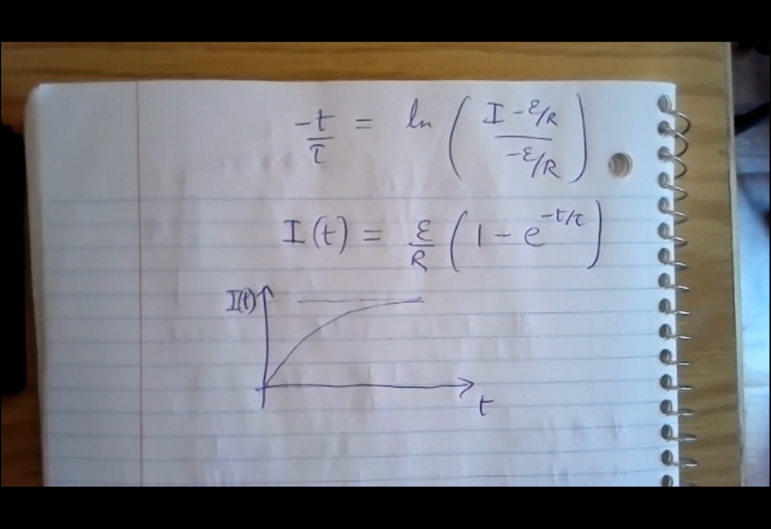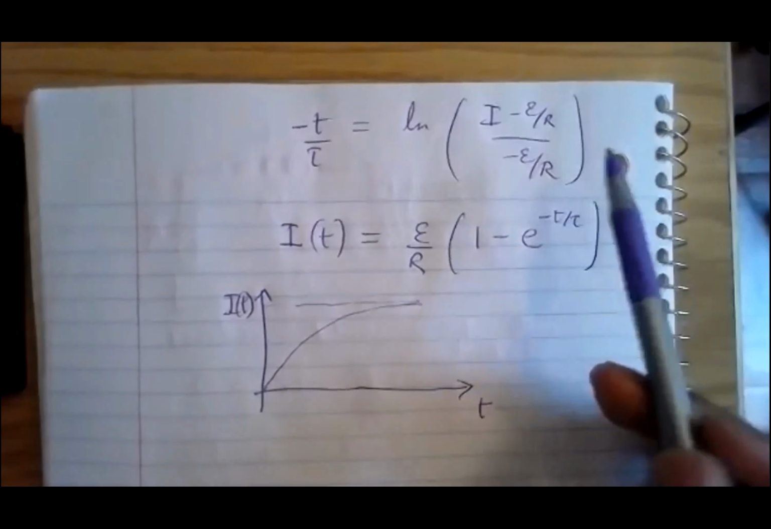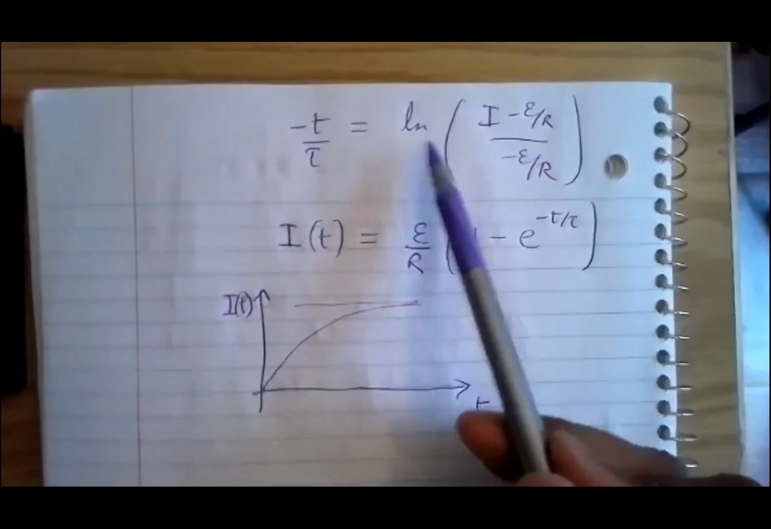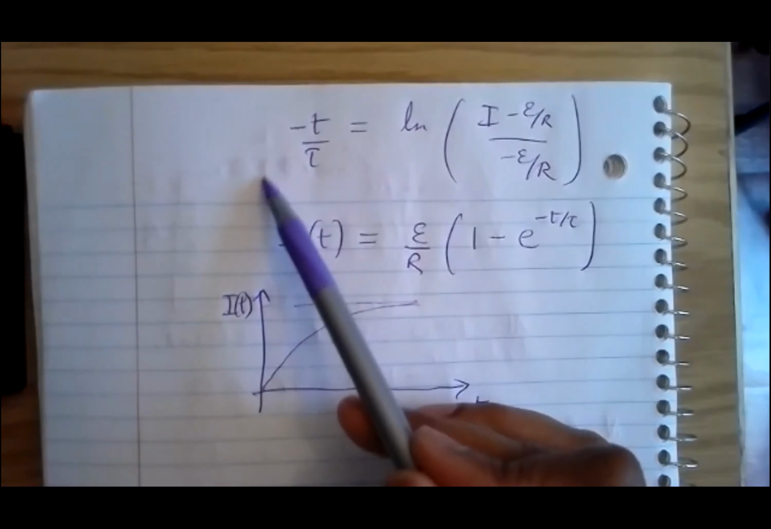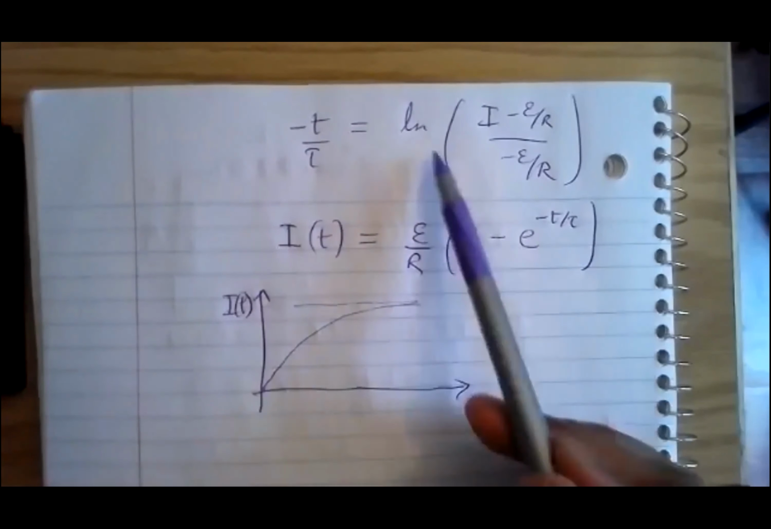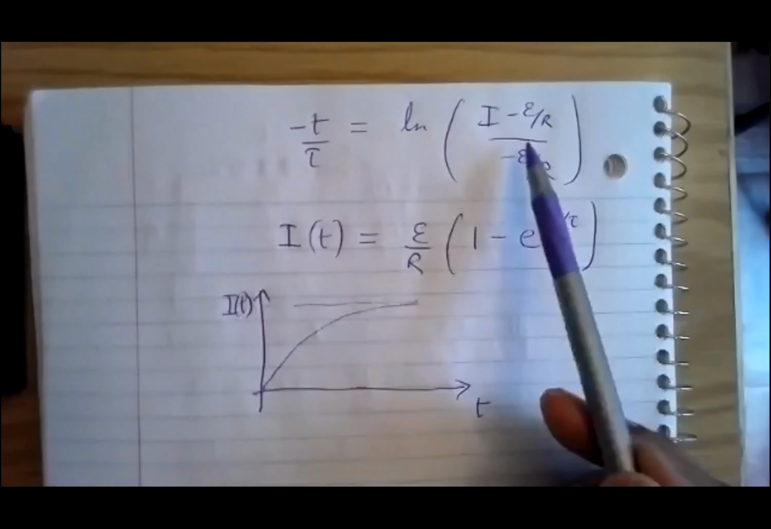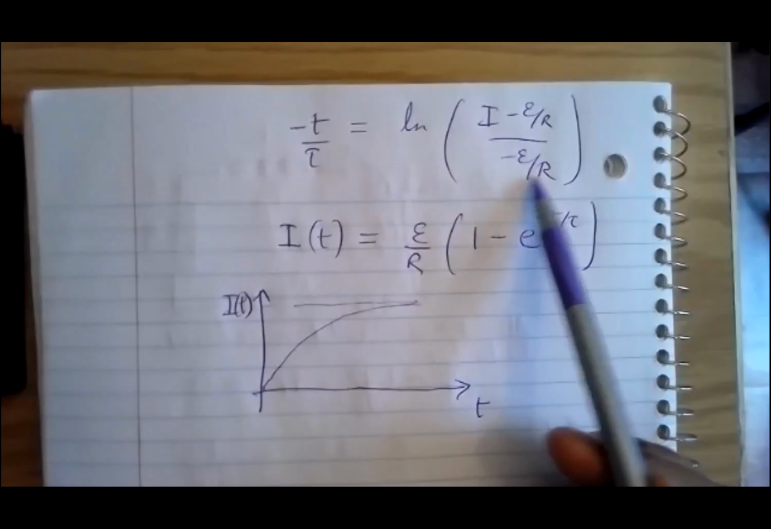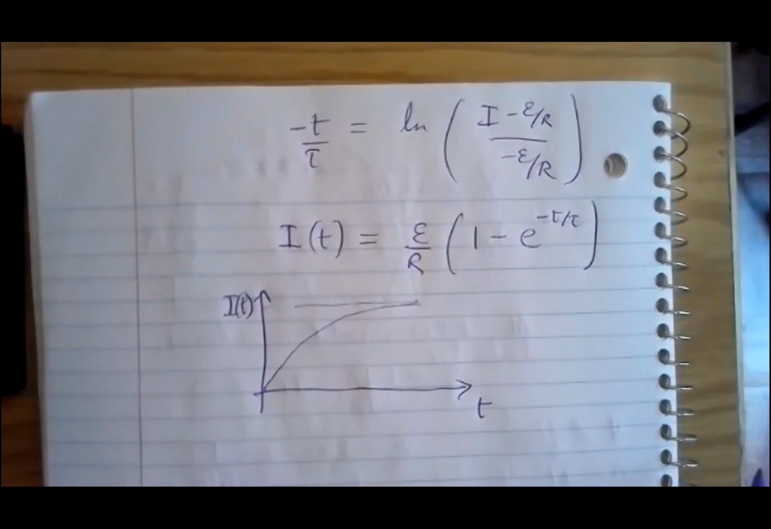How did you get from this step to this? Okay, yeah, I did skip a little bit. So I exponentiated both sides, so I get e to the minus t over tau is equal to just this fraction. And then I just solve for I. So I multiplied.